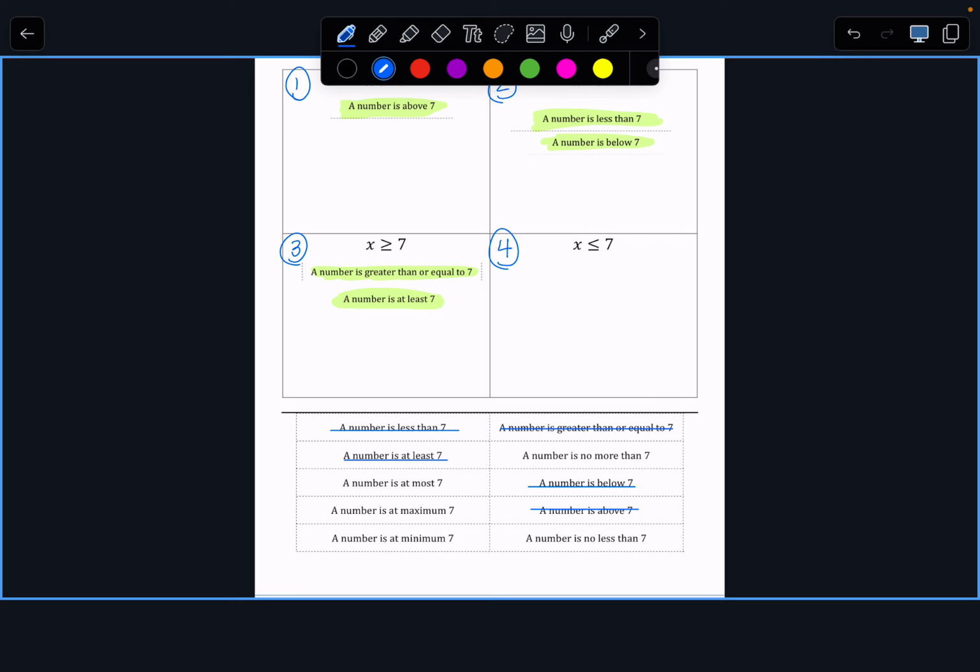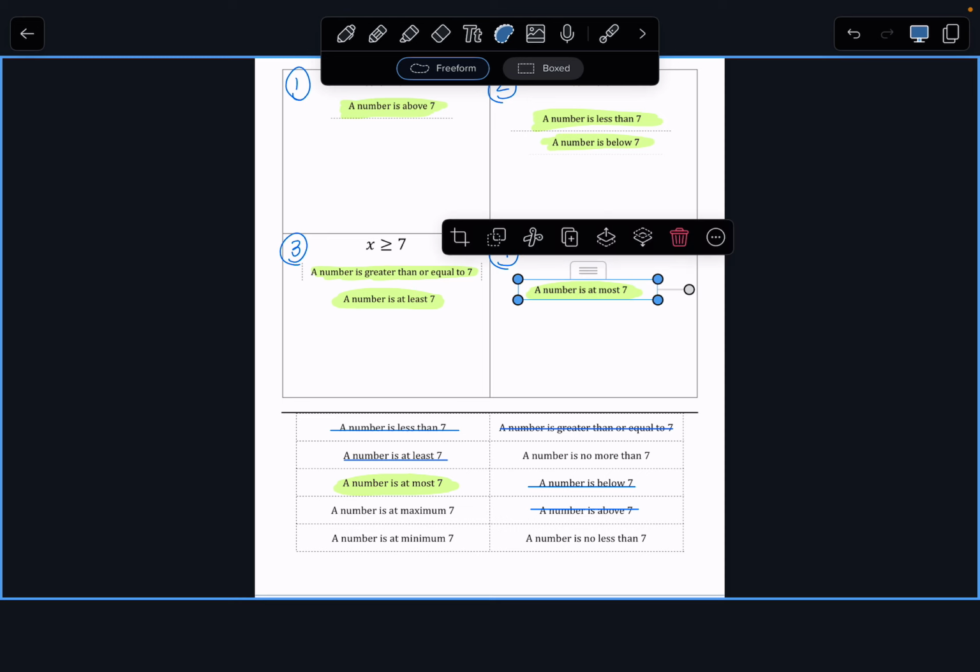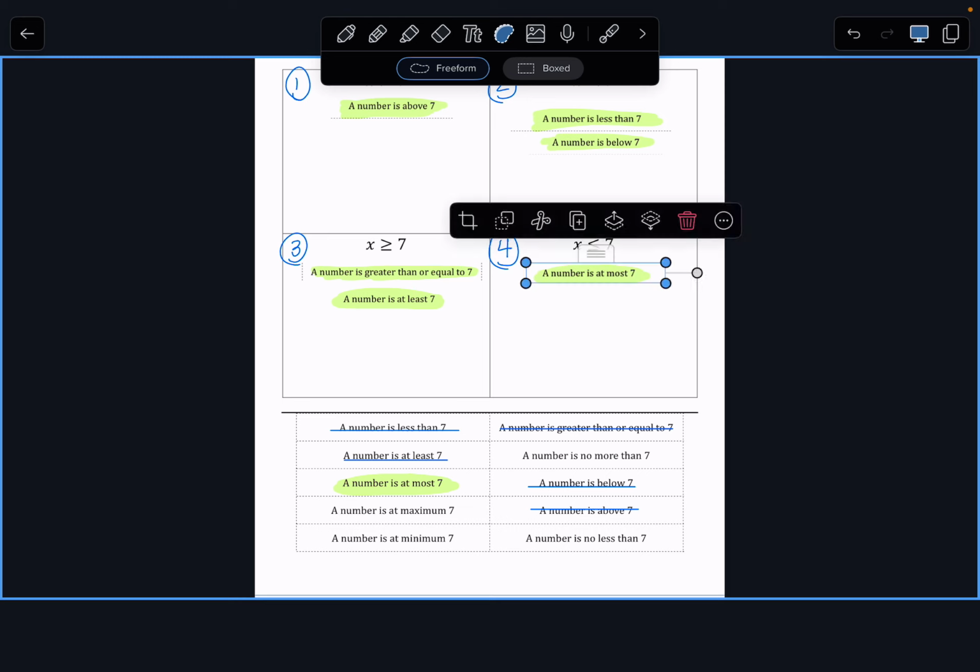Okay, so if yours is not there, move it there. Okay, now let's go to at most. A number is at most. So Marius, based on what we just talked about with Taylor, a number is at most 7. Where is that going to go? 4. Okay, at most means 7 is the biggest it can be.